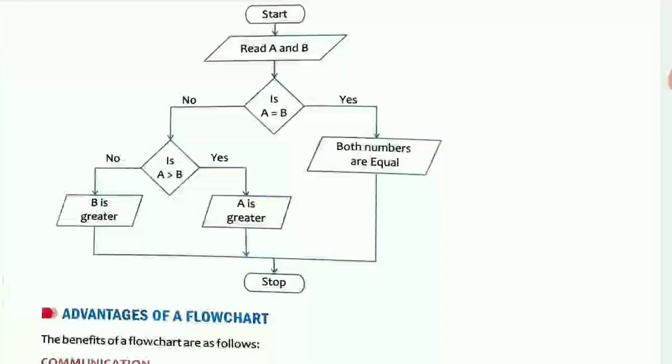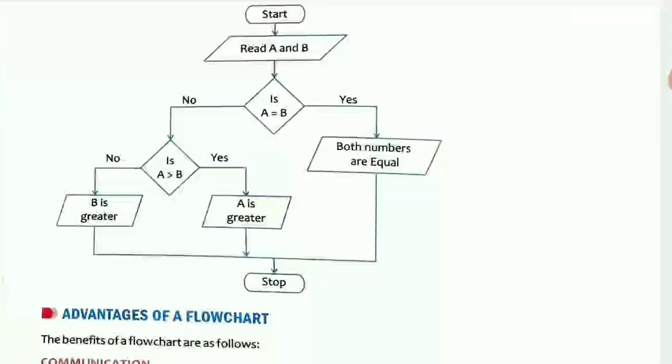If the answer is yes, then print both numbers are equal, and stop. And if it is no, now you have to check whether A is greater than B or not. If A is greater than B gives yes, it means A is greater. In this case, you have to print A is greater and go to stop. And if A is greater than B is false, it means B is greater.